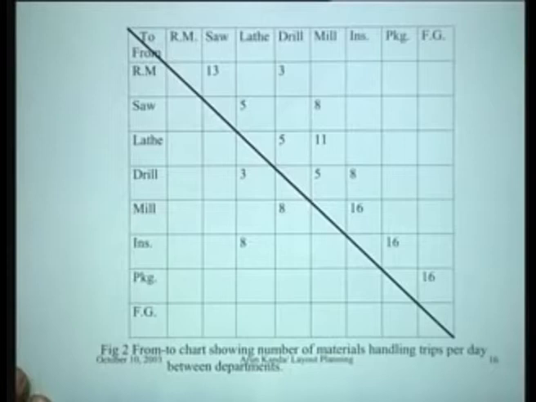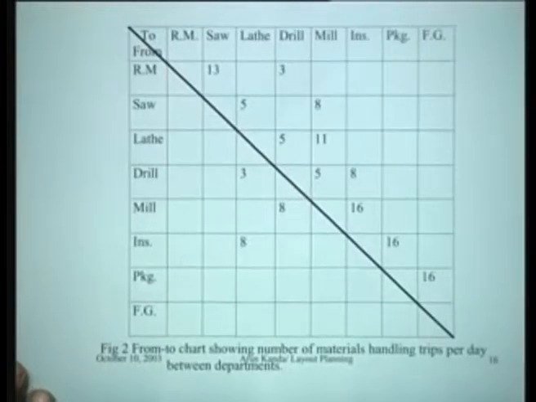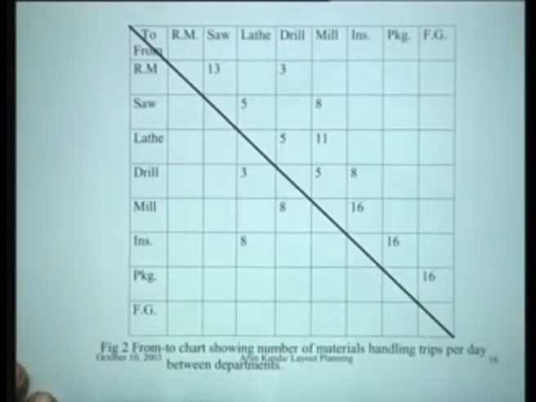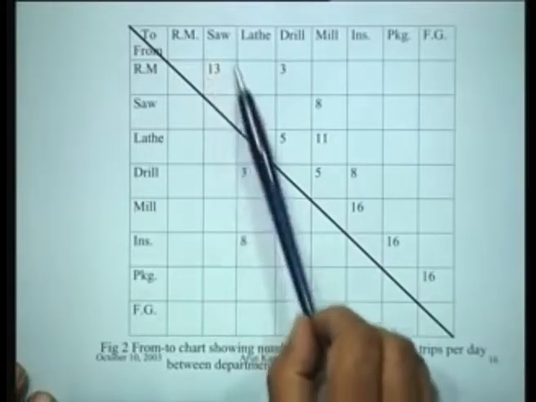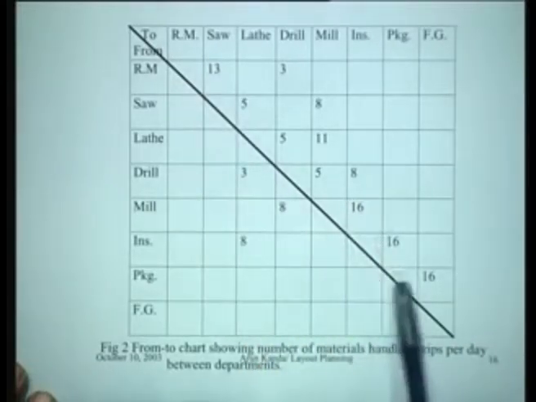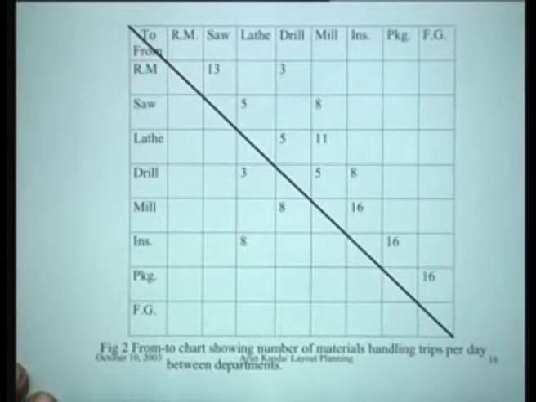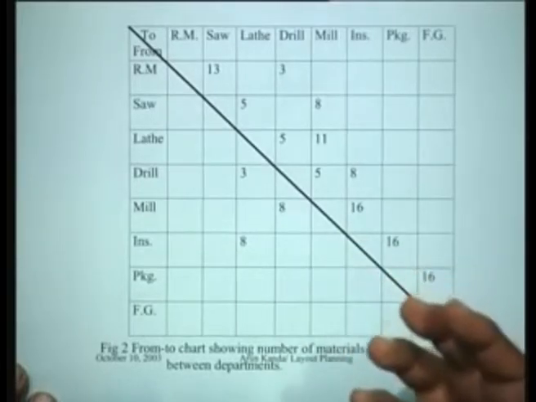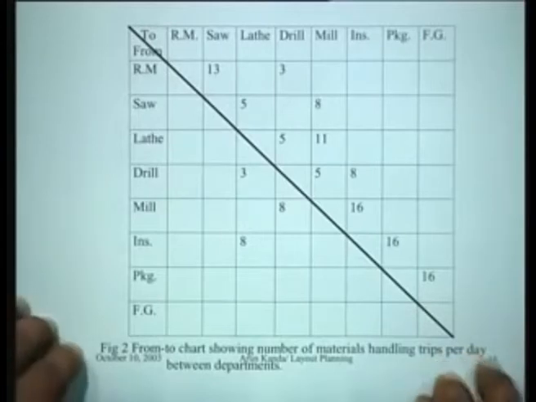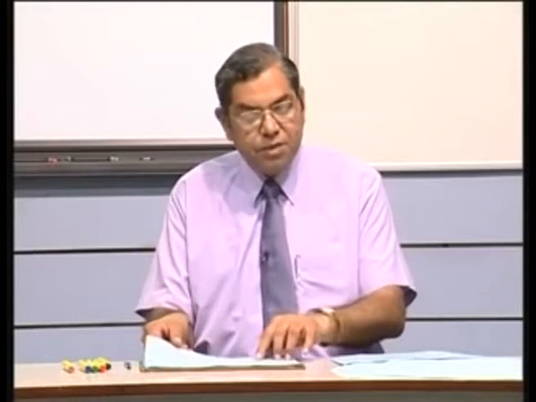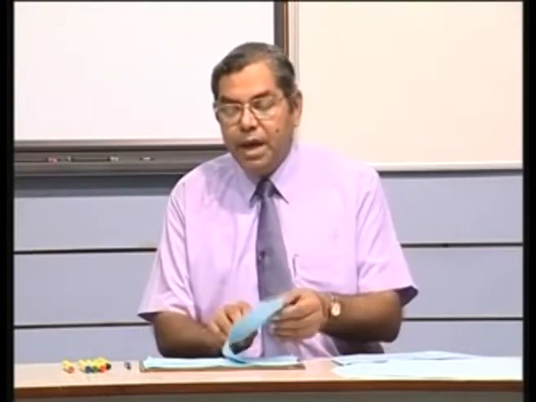Now what we want to basically do is, what is the idea? The idea is that those departments which have a large amount of movement, especially these departments, should be as close to each other in the layout as possible. That is the basic idea. They should be as far as possible close to each other, and for those departments which don't have any movement, they need not be that close in that sense. So from this from to chart we can make a comment like this.